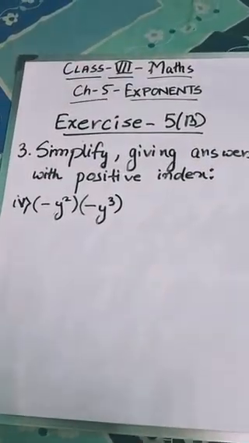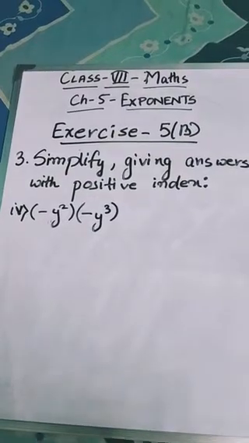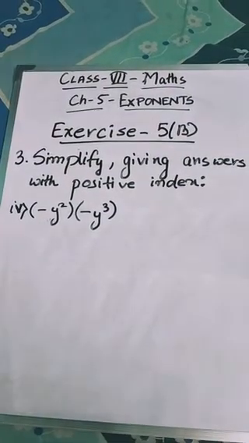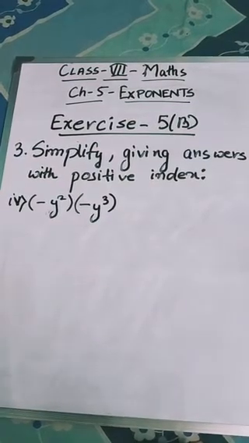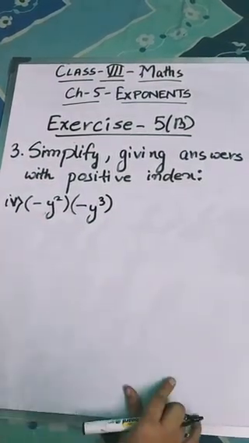Okay class, question number 3, simplify giving answers with positive index. So you have to make the power positive in the answer. Okay, so minus y square into minus y cube. And bracket means you have to multiply them.